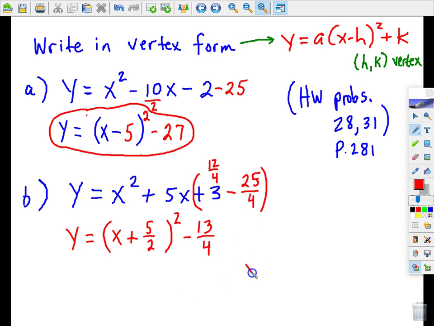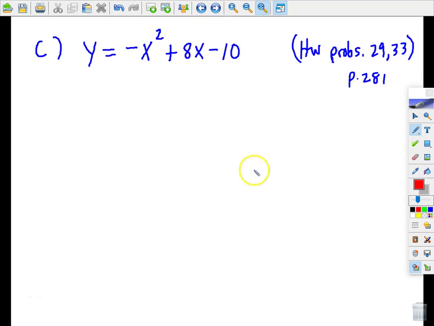And if we did have to identify the vertex, just for review purposes, the vertex would be negative 5 halves, negative 13 fourths. And for our previous example, letter A, the vertex would be 5, negative 27. All right, so that's how you change standard form to vertex form.